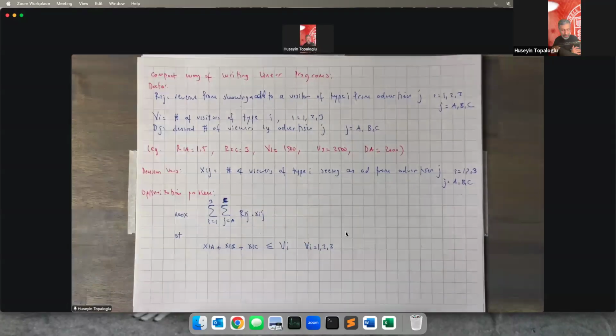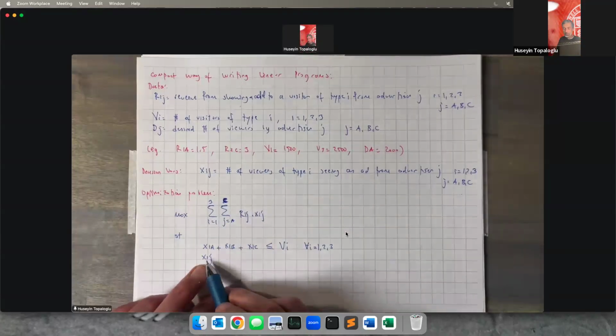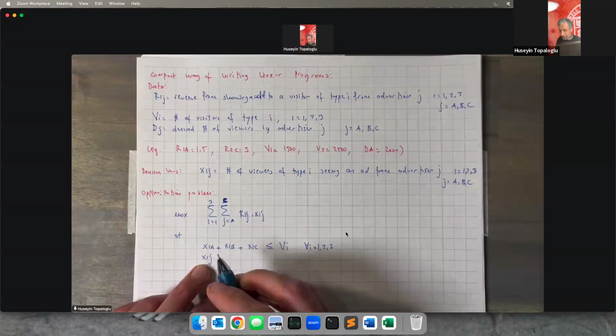Let's say it again. For each advertiser j, the total number of viewers of any type that this advertiser gets should be equal to the desired number of viewers for this advertiser. So then, X1j is the number of viewers of type 1 that advertiser j is getting.